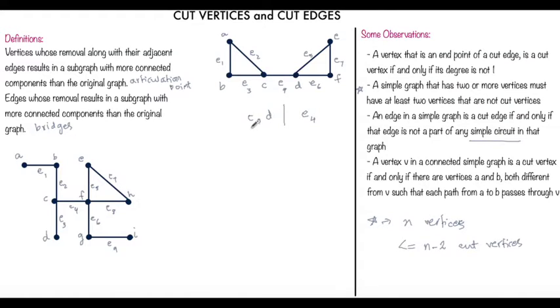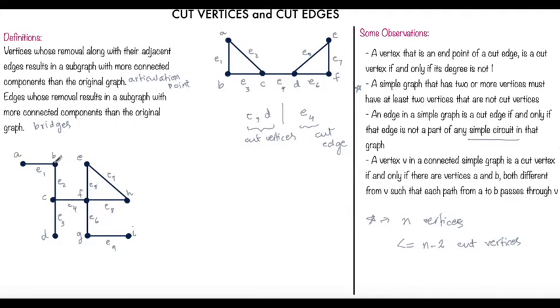Okay, so these are my articulation points. So we can say cut vertices, and this is my only cut edge. Okay, now let's go to this one. So now is A a cut vertex? If you remove A, we still have one connected component. Is B a cut vertex?